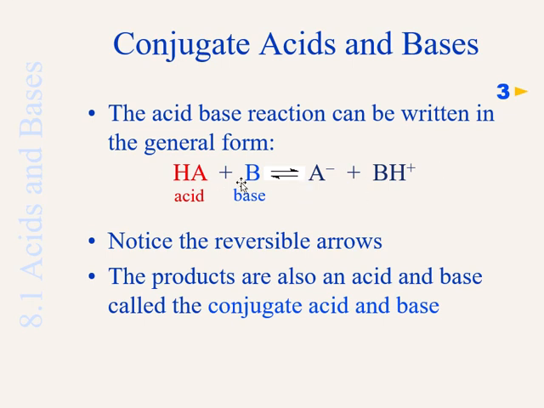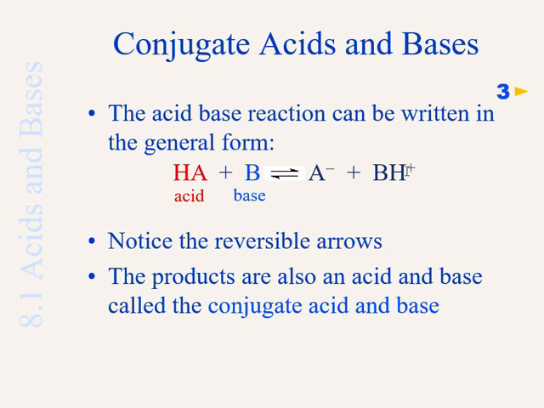But if you notice, if we look at the products and we see this A minus, at some point when equilibrium is established, we have A minus also turning back into HA. What is it doing? How does it turn into HA? For it to turn into HA, it must find H plus. It must accept an H plus. And if it's going to accept an H plus, by that definition, A minus is acting as a base.